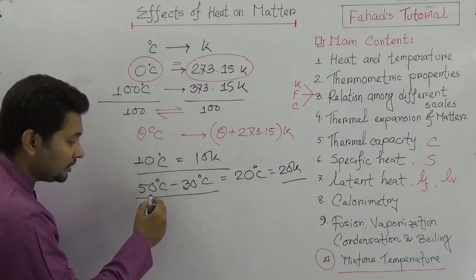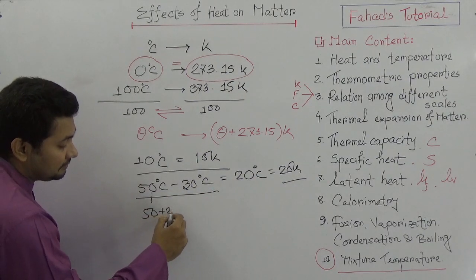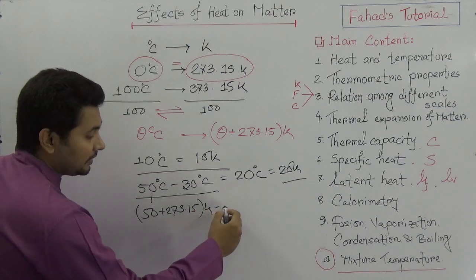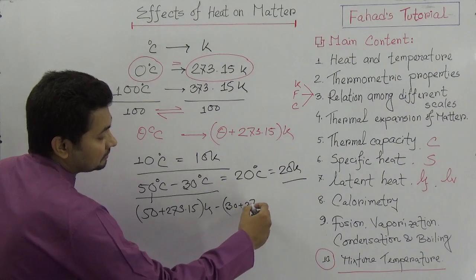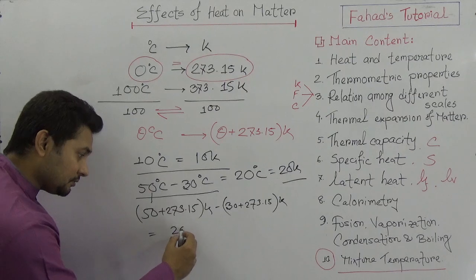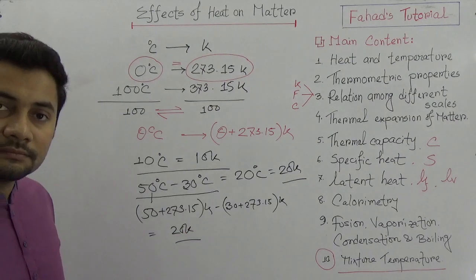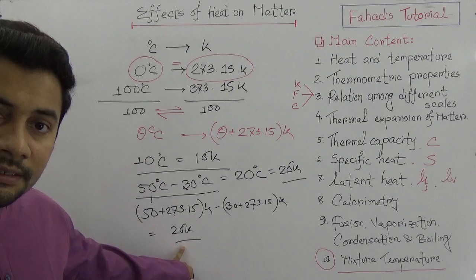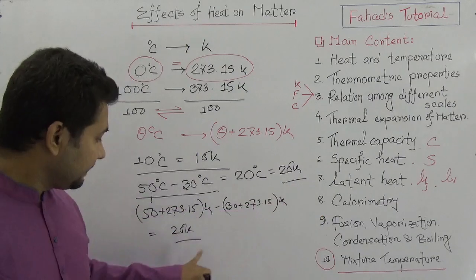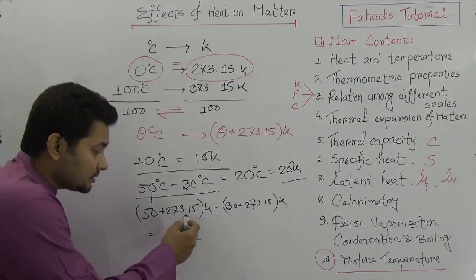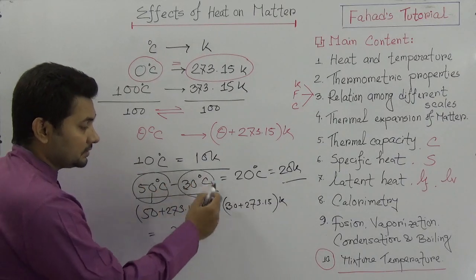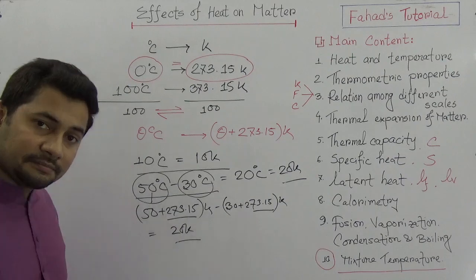So if I need to find it out, we need to add 50 plus 273.15 in case of Kelvin, minus 30 plus 273.15, again Kelvin. So we will get again 20 Kelvin here. I hope you get it. So in case of differences, the Celsius and Kelvin are the same, because in both cases we need to deduct 273. So it's the same.